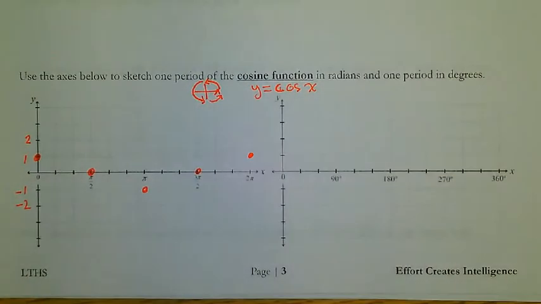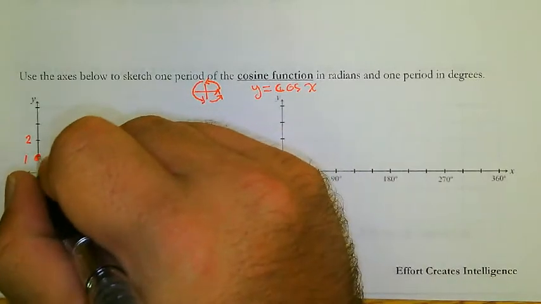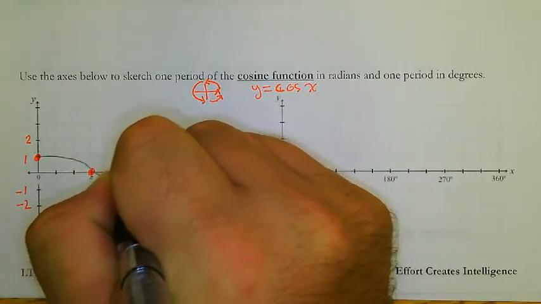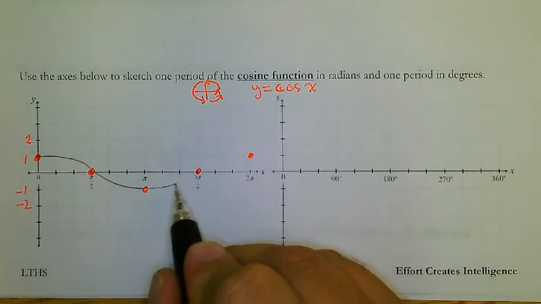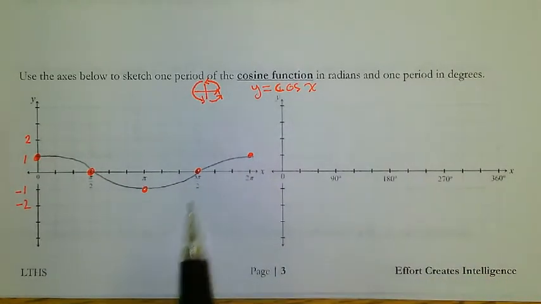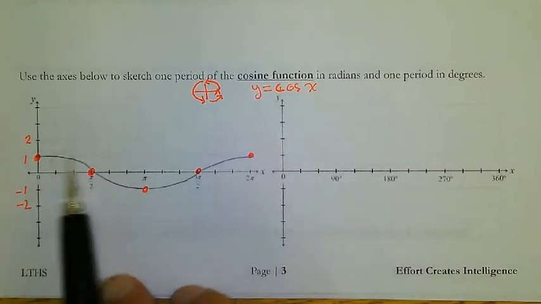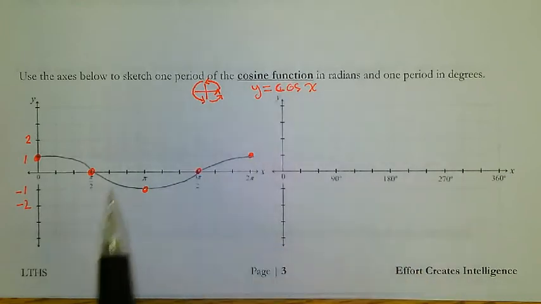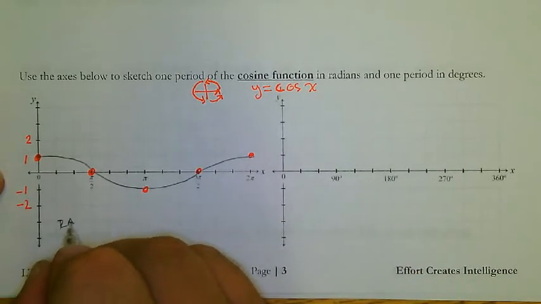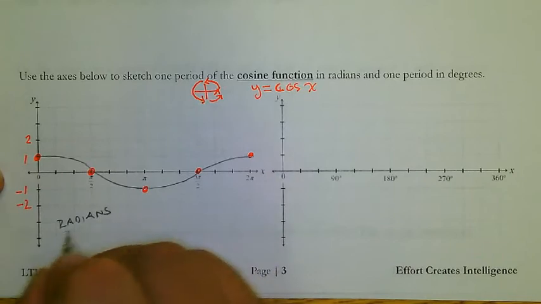And then I want to draw this graph with nice smooth curves. Don't use straight lines. A nice smooth curve, and that's what one period of the cosine function looks like. And for this one, of course, we were working in radians.